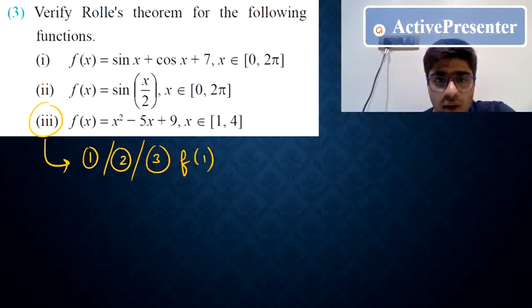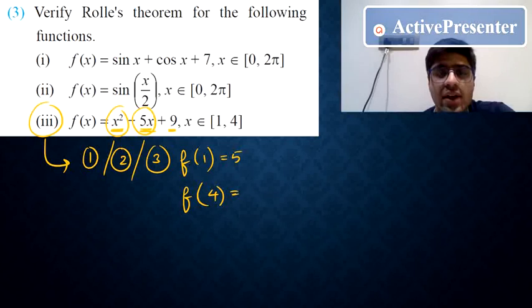f of 1, if you check, will be 1 minus 5, that is minus 4, plus 9, which is equal to 5, and f of 4 is going to be 16 minus 20, that is minus 4, plus 9, which is again equal to 5. So f of 1 and f of 4 are equal, and that is why we say that the function satisfies all the conditions of Rolle's theorem.